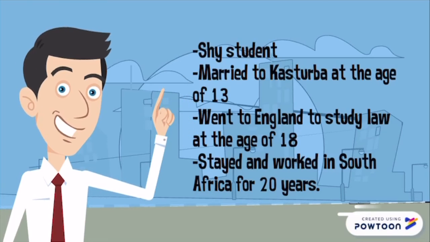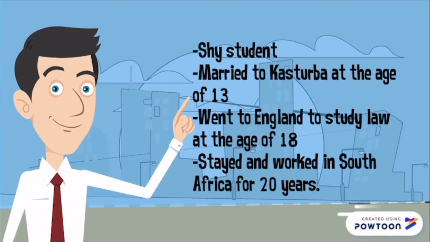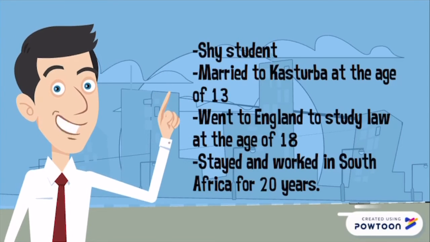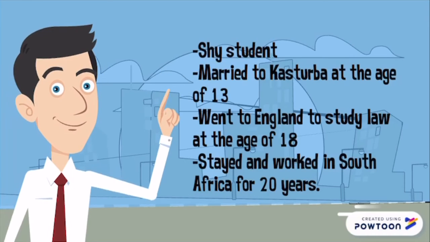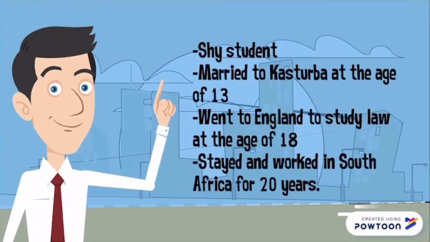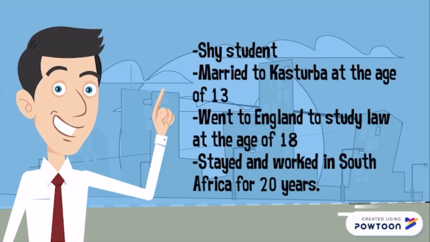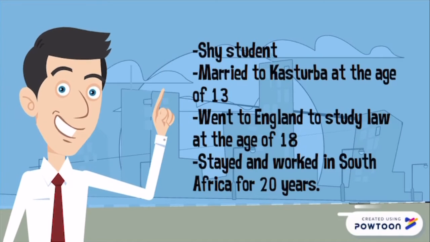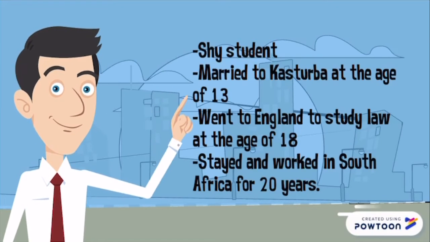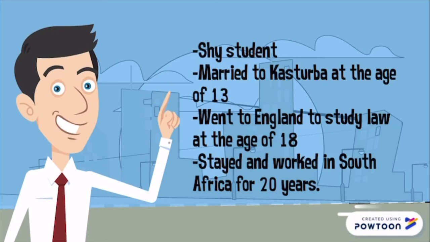Gandhi was also a shy student. He got married at the age of 13 and at the age of 18 he left India to study law in England. He then worked in South Africa for 20 years.